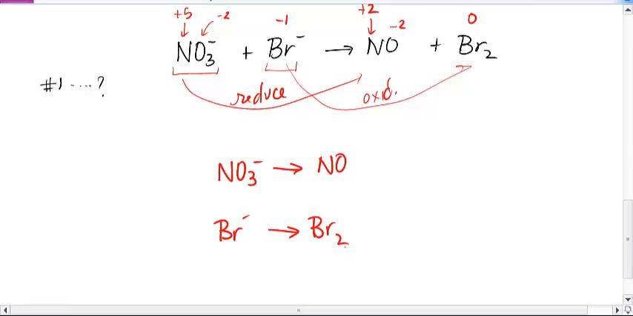Step 4. For each half reaction, balance atoms other than H and O. So balance everything except for hydrogen and oxygen. The nitrogens in this one are balanced, but over here we've got 2 bromines in one, so I'm going to balance that. Okay, I'm done with step 4.